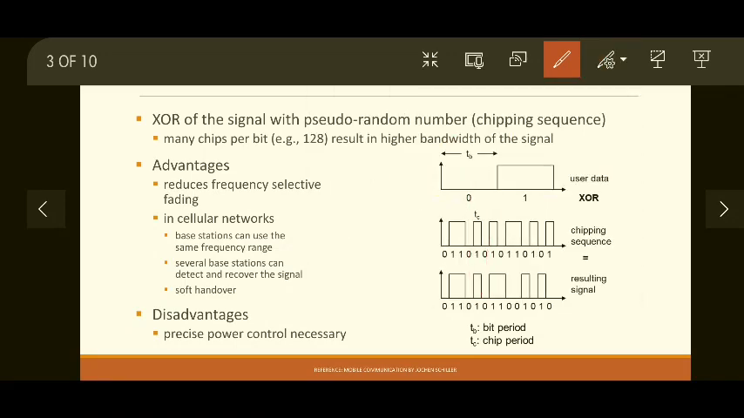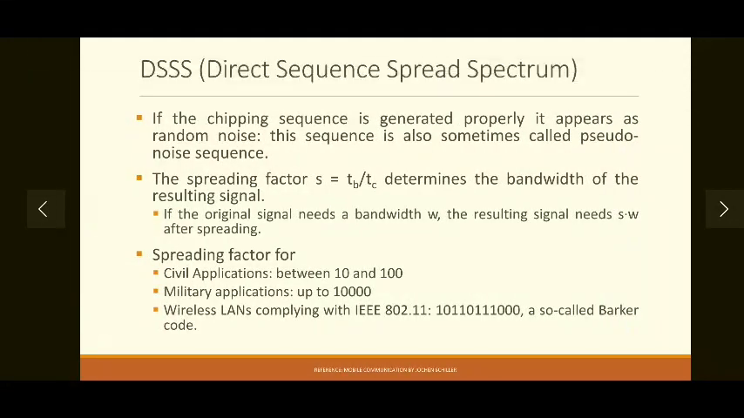Okay, so TB upon TC. TC is much smaller, that means it has a larger frequency because the chipping period is small, so the frequency will be large. So TB upon TC will decide the frequency or bandwidth of the resulting signal. If the original signal needs a bandwidth of W, the resulting signal will need a bandwidth of S into W after spreading. So the larger the S, the better the spreading of the signal.